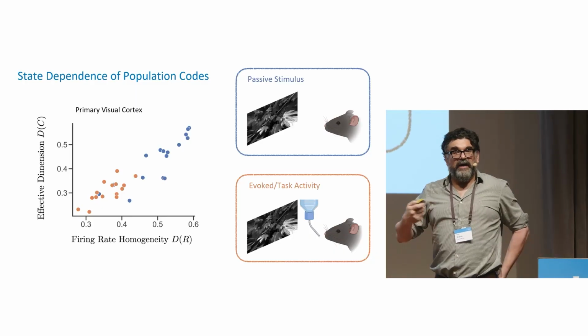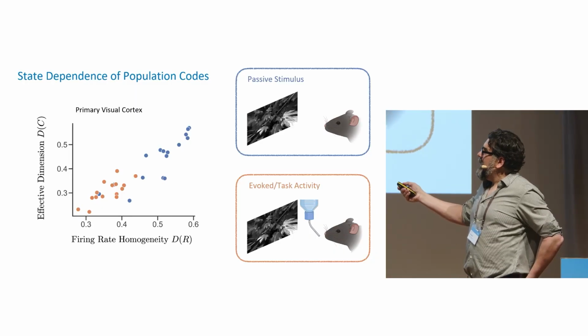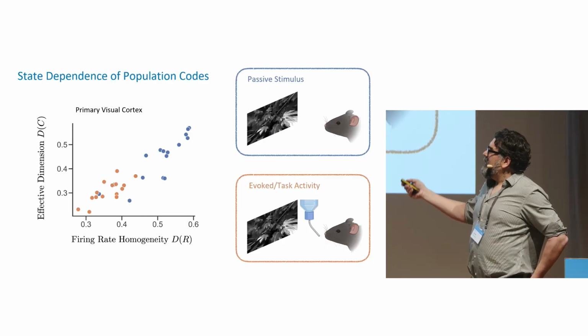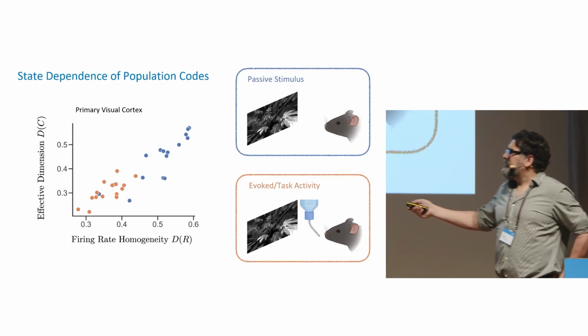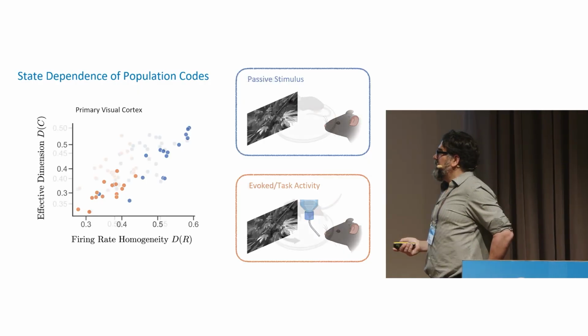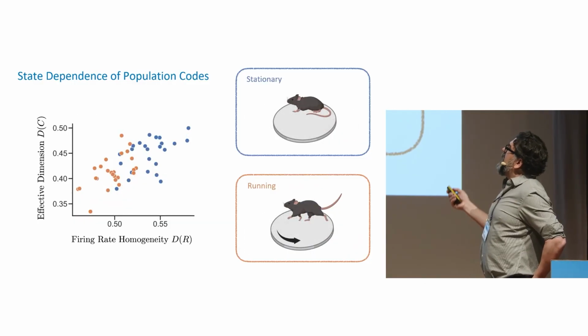So if it got the task right, it would get juice here. And we saw the same basic effect: a better coding system when the animal actually has to code using its visual system. And then this is data from the Allen Institute, when an animal is looking at visual images but just sitting still, versus when the animal's running.